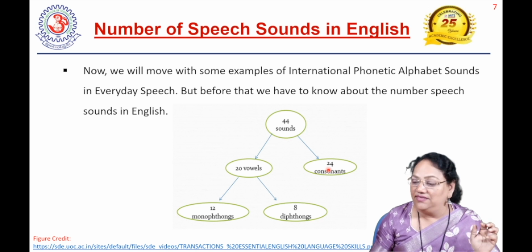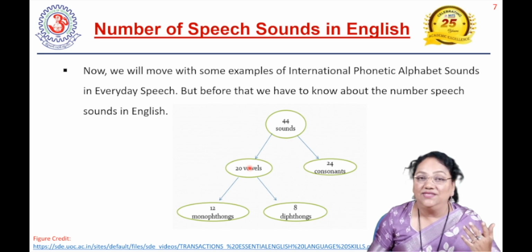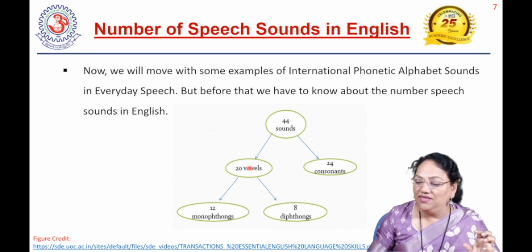Vowels, you must have been learning these vowels and vowel sounds. Let me tell you one thing: vowels are different, and vowel sounds are different. Vowels are only five: A, E, I, O, U. You knew it very well. But vowel sounds, you have 20 here. You need to find out the difference between vowels and vowel sounds. 20 vowel sounds are there.